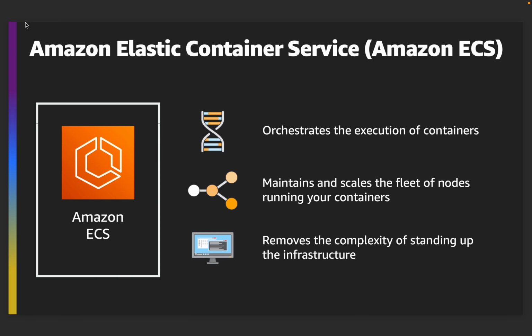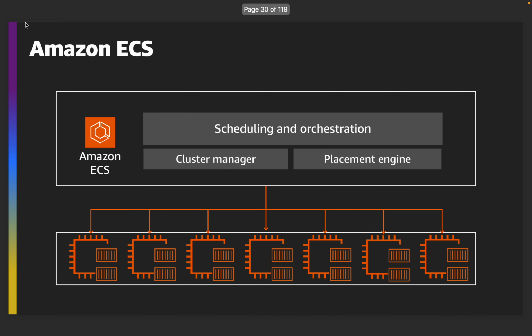Amazon Elastic Container Service, ECS. So where to use it and what is ECS? It's an execution container service that maintains and scales the fleet of nodes running your containers, and removes the complexity of standing up infrastructure. So in Amazon ECS, you have a lot of servers.